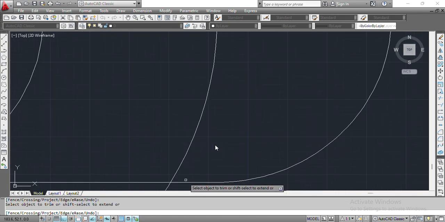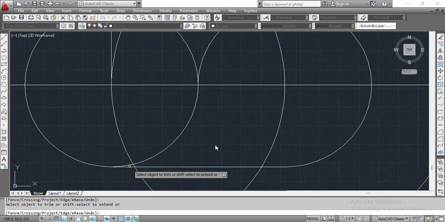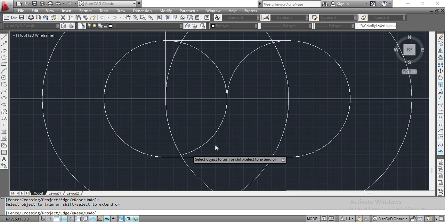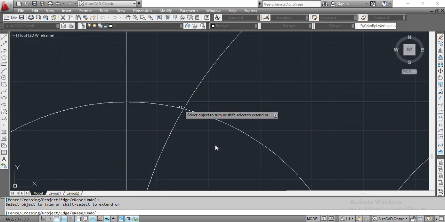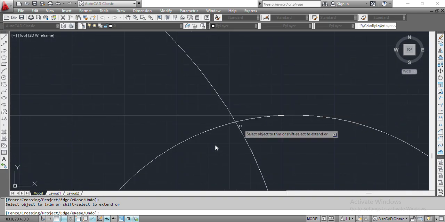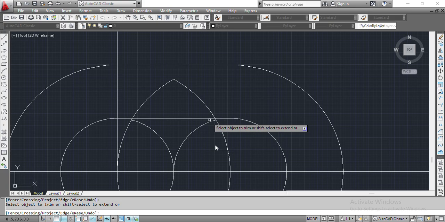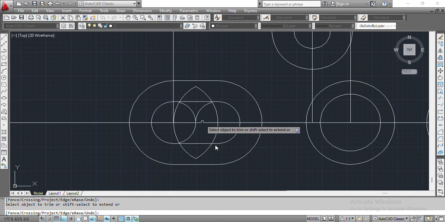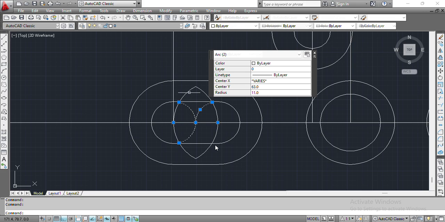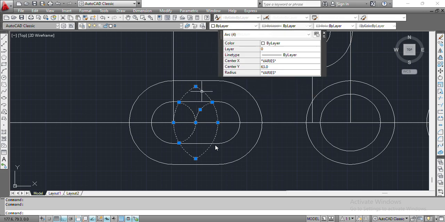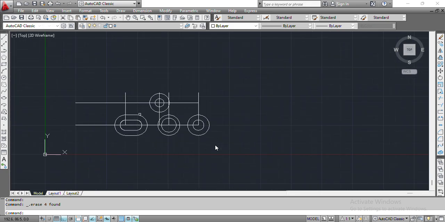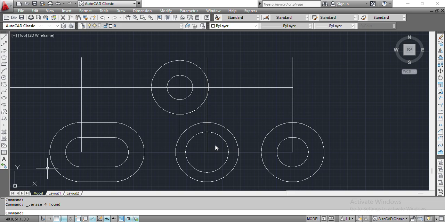Trim these. Trim these. Trim. And then delete now the remaining parts. Good. So we have that. We have that.